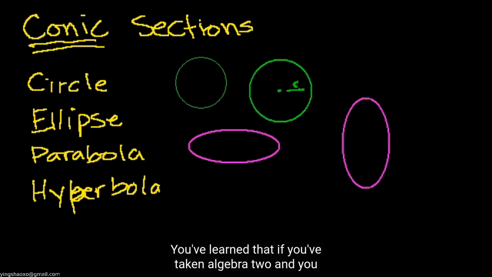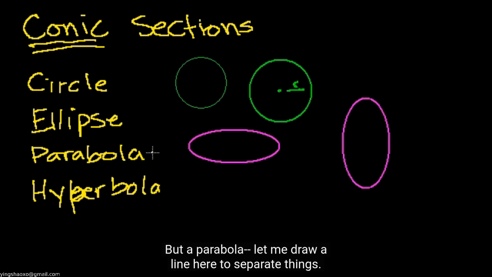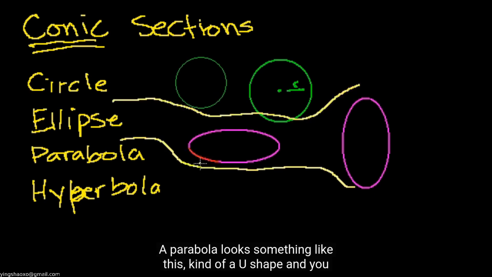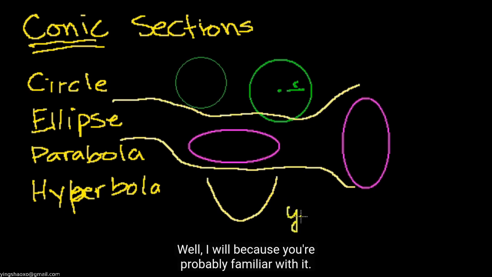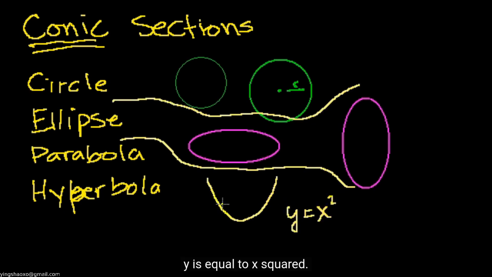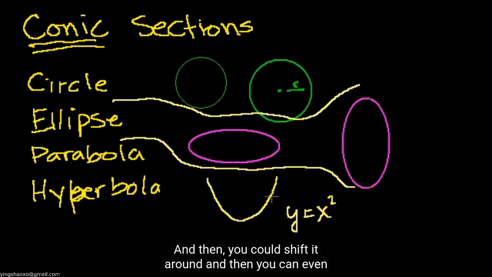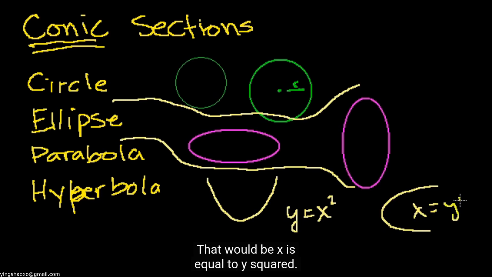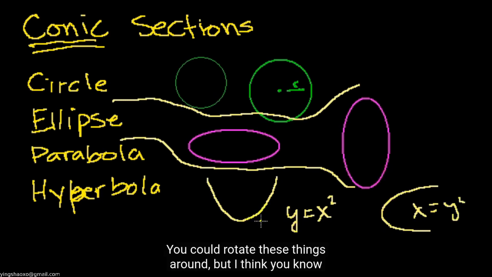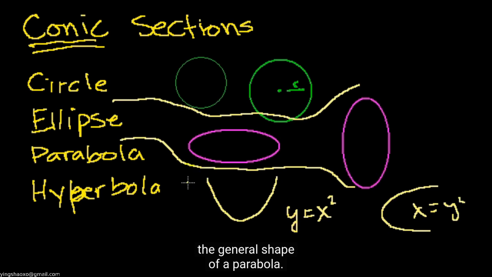Parabola, you've learned that if you've taken algebra 2, and you probably have if you care about conic sections. But a parabola, let me draw a line to separate things. A parabola looks something like this, kind of a U shape, the classic parabola. I won't go into the equations right now, but, well, I will, because you're probably familiar with it. It's y is equal to x squared. And then you could shift it around. And you could even have a parabola that goes like this. That would be x is equal to y squared. You could also rotate these things around. But I think you know the general shape of a parabola.